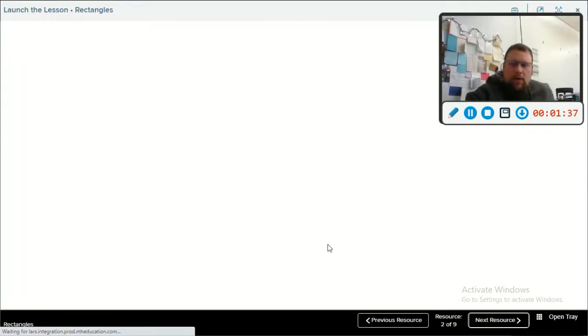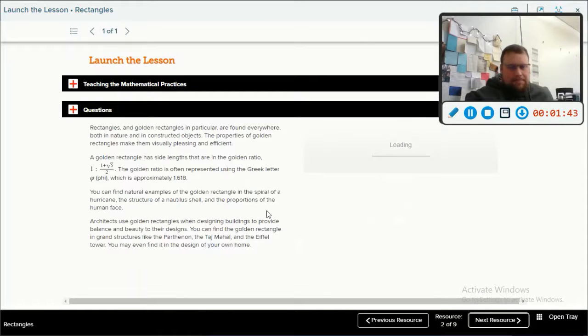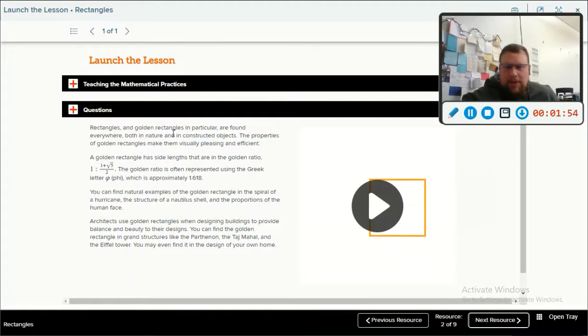We're only going to have 2 theorems for this lesson, but really 1 theorem today and then 1 theorem on the next day this is taught. But before we get there, I want to talk about the golden ratio. It's kind of a cool thing. Rectangles and golden ratios. So we're talking about rectangles today. And rectangles, and golden rectangles in particular, are found everywhere, both in nature and constructed objects. Properties of these golden rectangles make them visually pleasing and efficient.